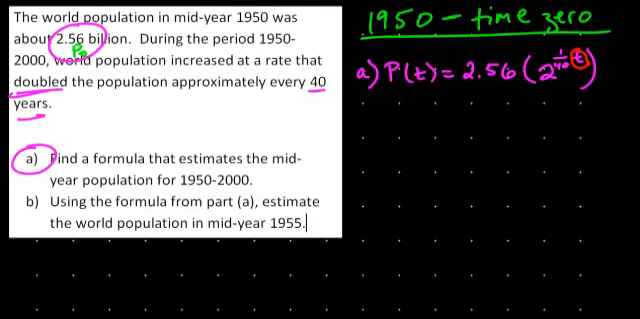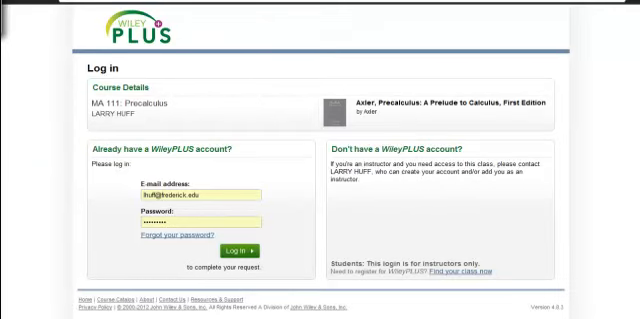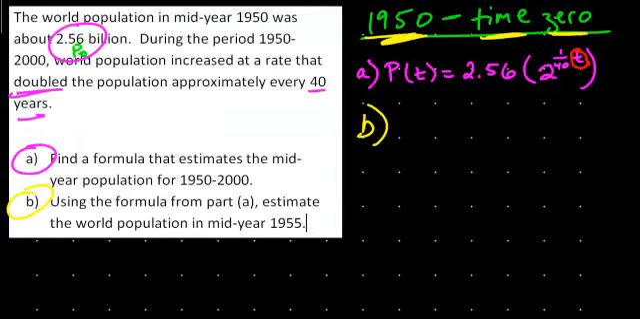Part B. Using the formula from Part A, estimate the world population mid-year 1955. Okay, if 1950 is my time 0, then t equals 0 at 1950, then 50, 51, 52, 53, 54, 55. 55 is going to be t equals 5.